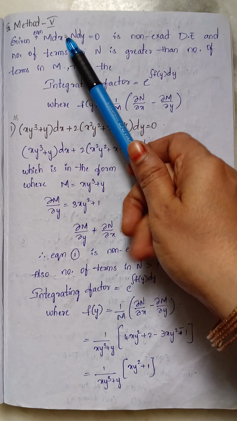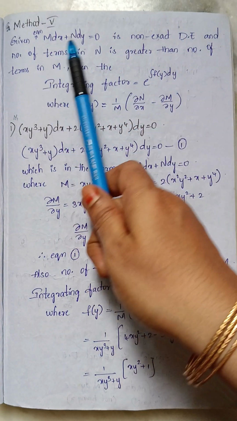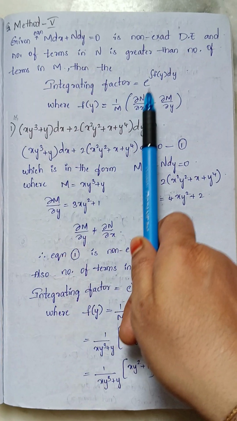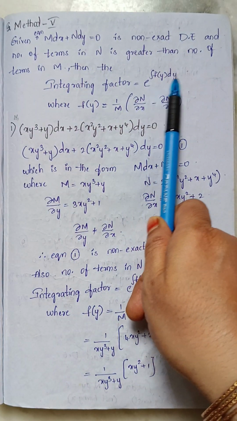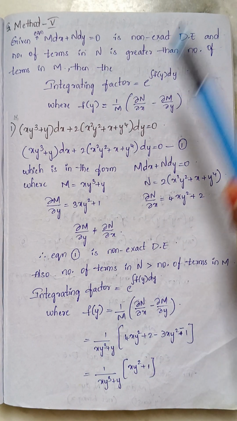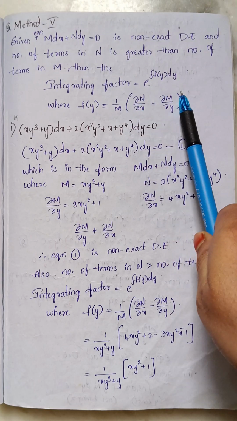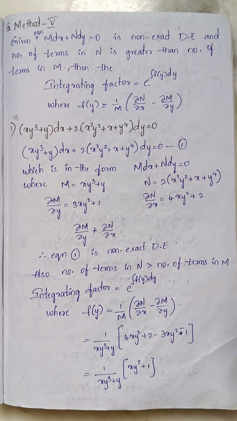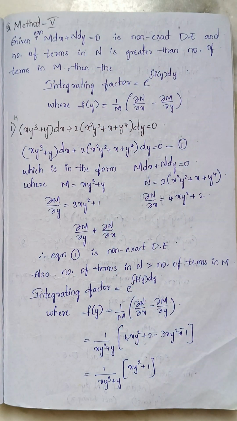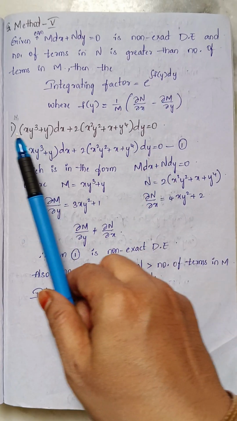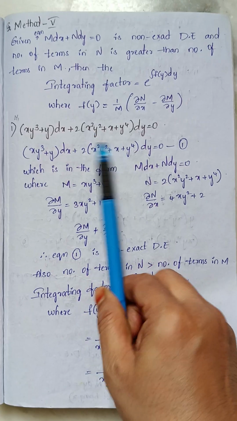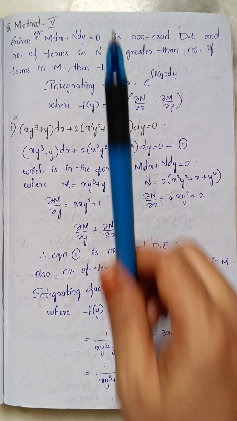Here we have one more method, simply the reverse of the previous method, that is, the number of terms in N is greater than the number of terms in M. Simply instead of f of x, we are writing f of y dy, where f of y has 1 by N here, 1 by M there, and there it is this minus this, here this minus this. So it is similar to the previous method, but the number of terms in N is greater than the number of terms in M. Then the formula and integrating factor. See here the number of terms in M is 2, and here there are 3 terms, so it is greater than this, and we can apply this formula.